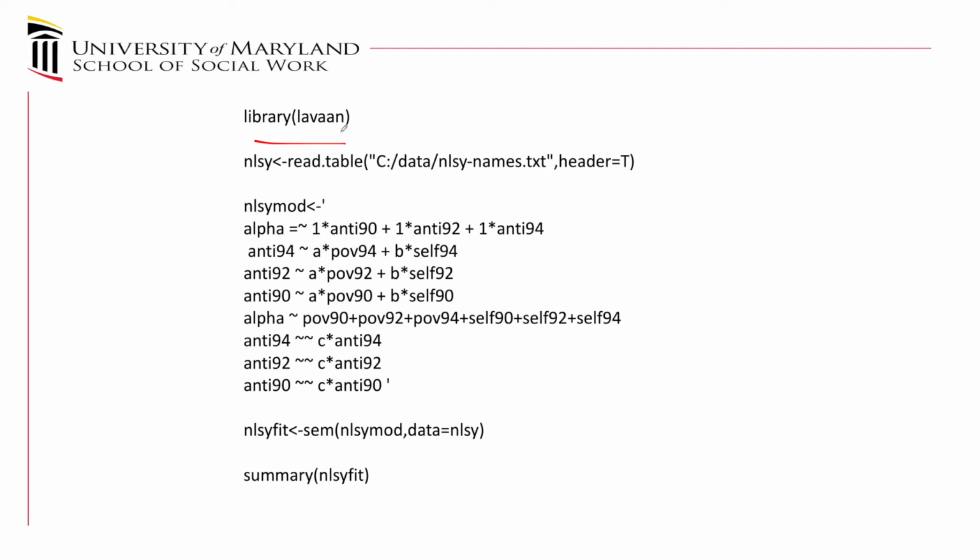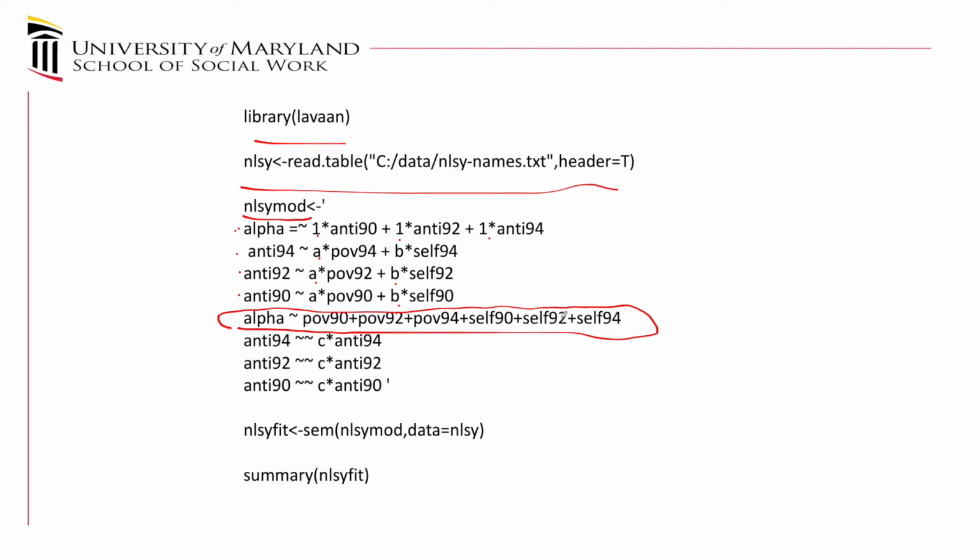Here's how you do it. You read the table in, and then you create this object that has the following text in it. So here's the model. You have our alpha variable fixed at 1. You have the three different models for each year, 1990, 1992, 94, A and B. Same as before. We have to, because lavaan does not automatically correlate the alpha with these variables.